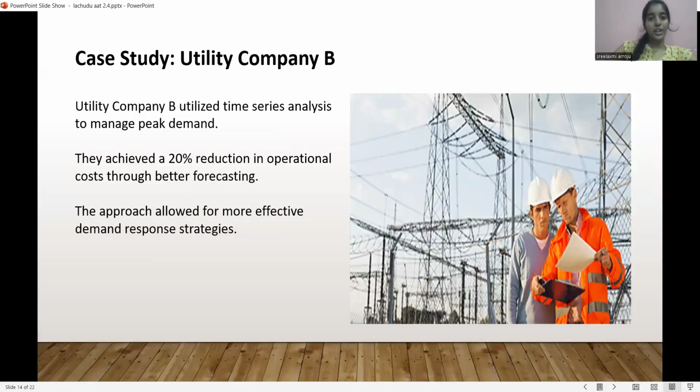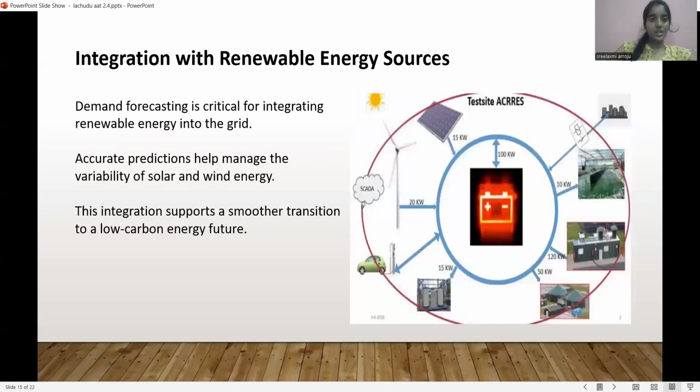Case study. Utility company B utilized time series analysis to manage peak demand. They achieved a 20% reduction in operational cost through better forecasting. The approach allowed for more effective demand response strategies.